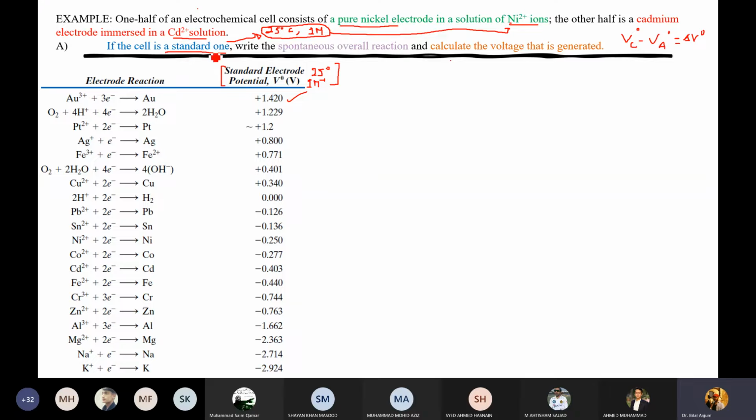Now, if the cell is a standard one, write the spontaneous overall reaction and calculate the voltage that is being generated. Can you do this? I'll give you a few minutes. The first thing you have to find out is the spontaneous overall reaction. Write the overall reaction equation and calculate the voltage generated as a result of this electrochemical cell. You have about 2 or 3 minutes, let's say. Solve it and let me know. Then we'll discuss the solution.